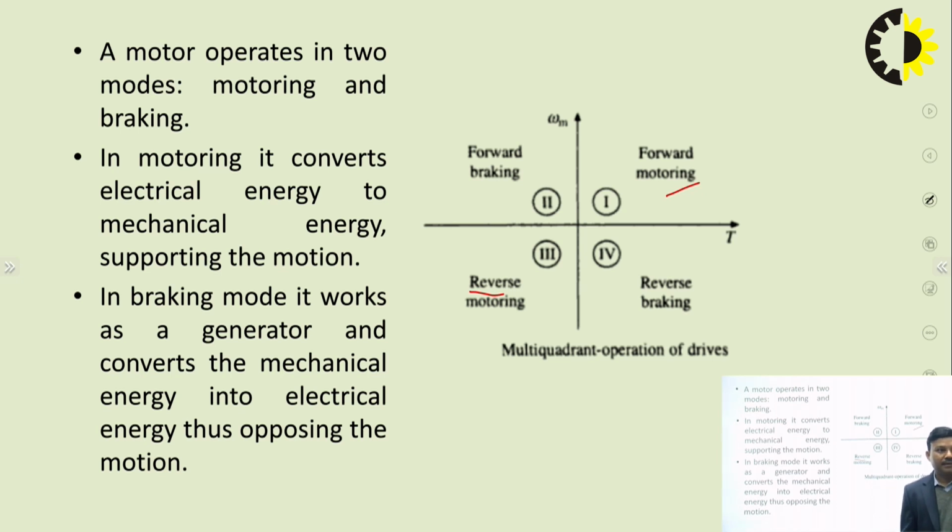Similarly, in motoring, it converts electrical energy to mechanical energy supporting the motion. In braking mode, it works as a generator and converts the mechanical energy into electrical energy, therefore opposing the motion. So during braking operation, we can say that it is working as a generator, and the generator supplies the electricity. So the load is giving the power back to the source.